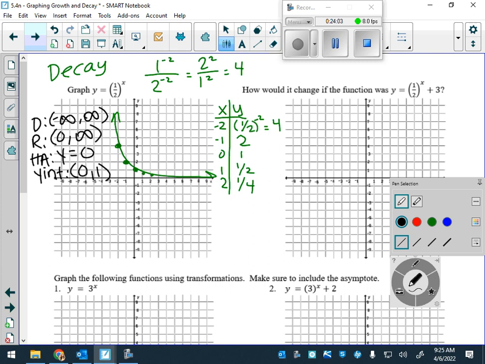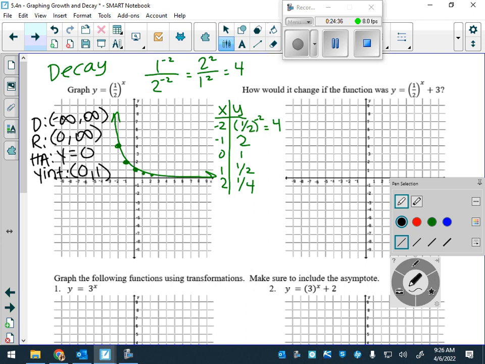So, even though it's a decay graph, are all 4 of those the same as the first graph we did? Yeah. Because 1/2 to the x is just a parent function. Okay, it's another type of parent function. It's a decay graph. So domain, range, horizontal asymptote, y-intercept all stay the same. So now what would change if I had 1/2 to the x plus 3? Or what's happening?